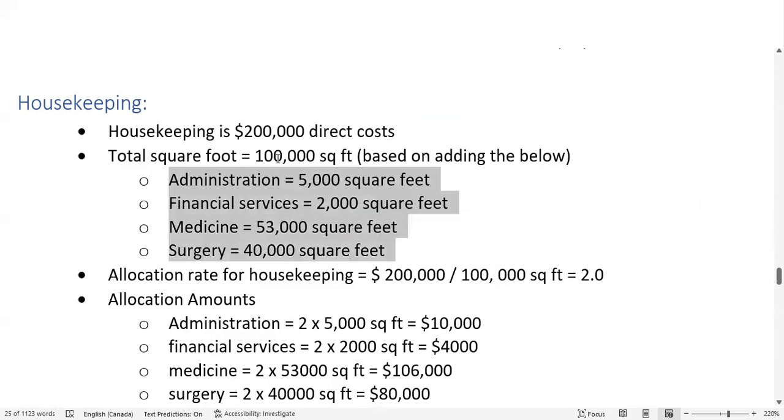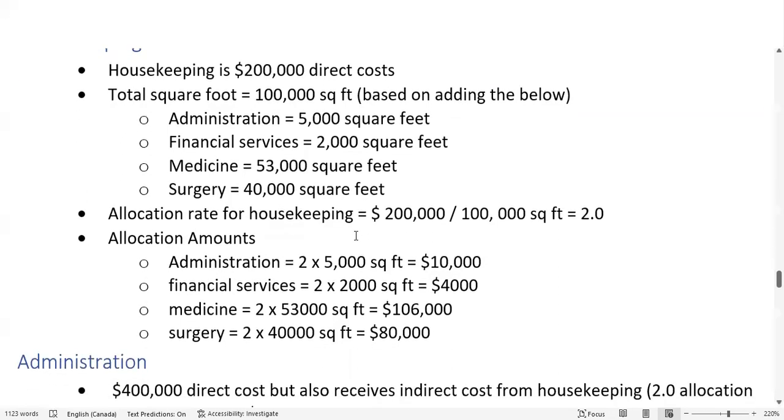The total here is 100,000 square feet, and the allocation rate is $200,000 divided by 100,000 square feet, which gives you an allocation rate of 2.0. So now we can calculate the allocation amount for each department. We just multiply the allocation rate with the exact square feet for each department.